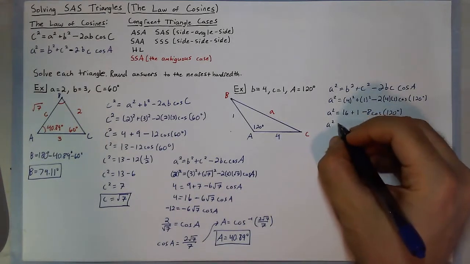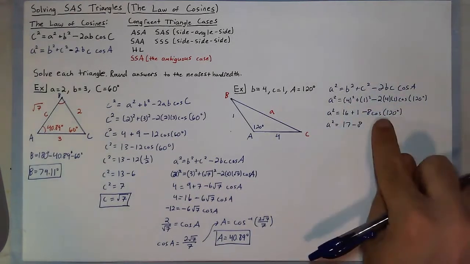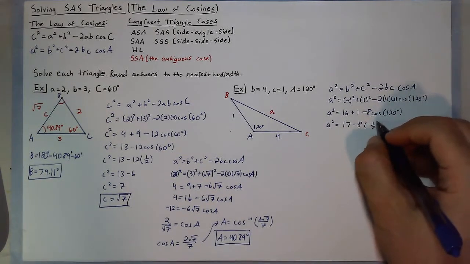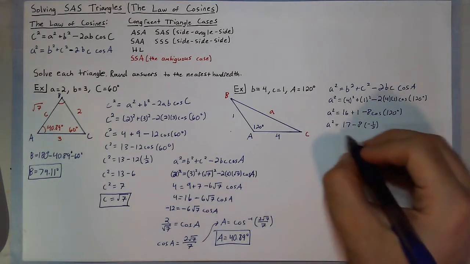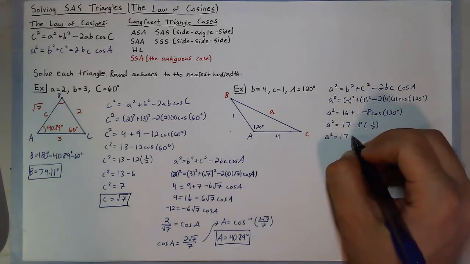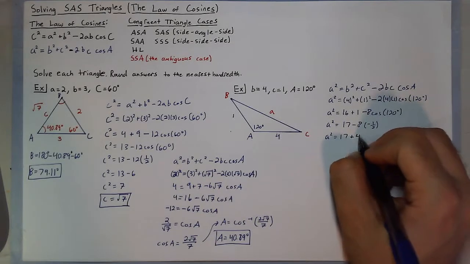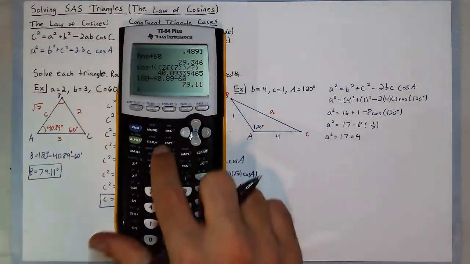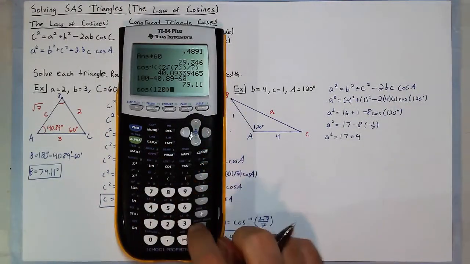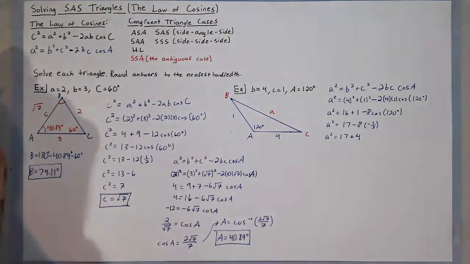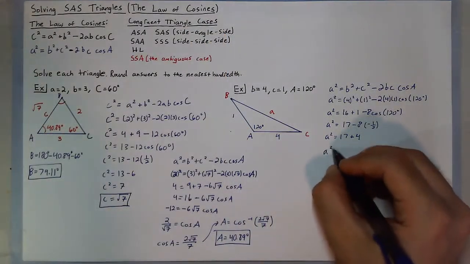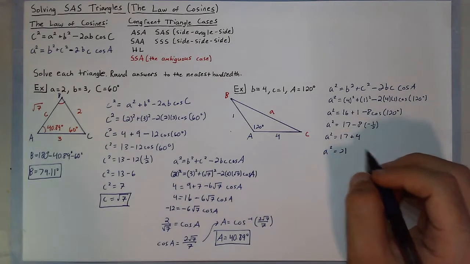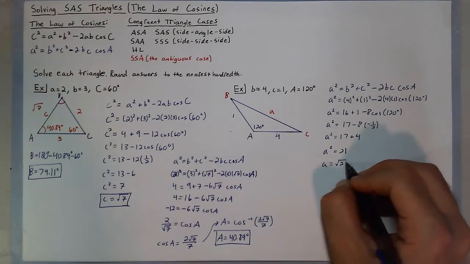So I get A squared is equal to 17 minus 8 times cosine of 120, which is another unit circle value, known as negative 1/2. And I get A squared is equal to 17 plus 4. And again, just to double check that that is a unit circle value, you can always plug it in. So if I did cosine of 120, it'd be negative 1/2 as well. So then A squared is going to equal 21. So A is equal to the square root of 21.